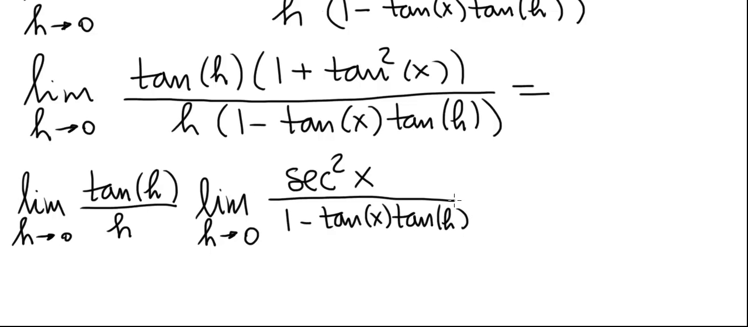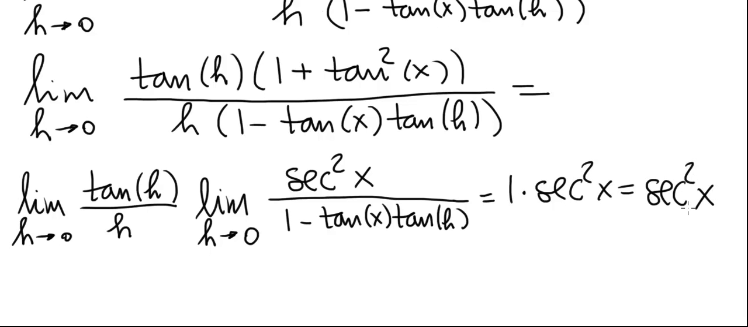Now let's look at the second limit. The second limit only has an h in the denominator. As h goes to 0, tangent of 0 is 0. So tan x times 0 goes to 0. We have secant squared in the numerator, 1 in the denominator, which is just secant squared. So this is equal to 1 times secant squared x, which is secant squared of x. And that's the result we wanted to derive.